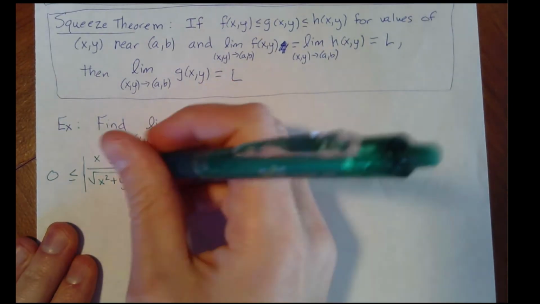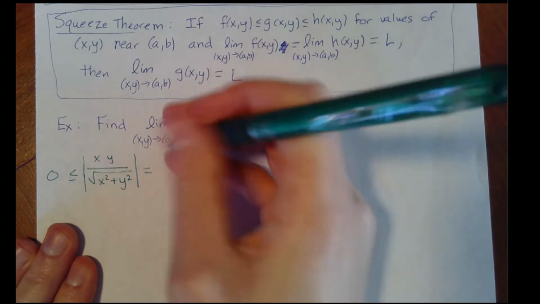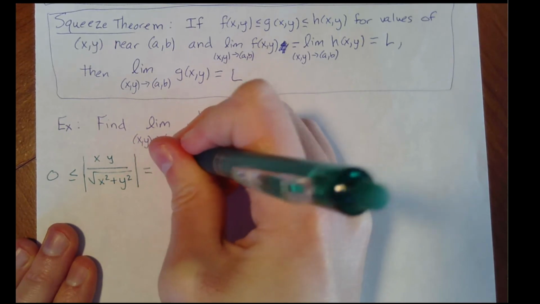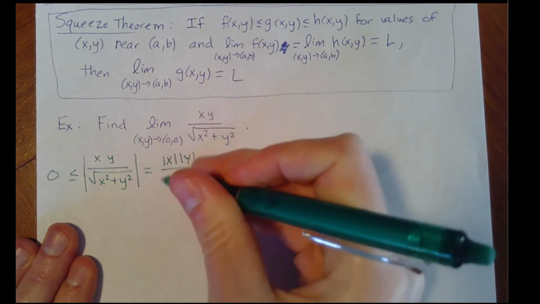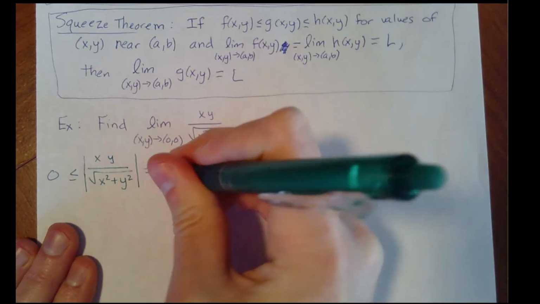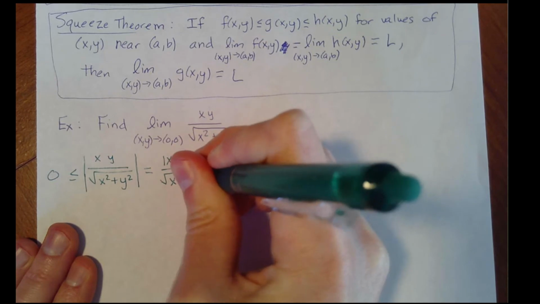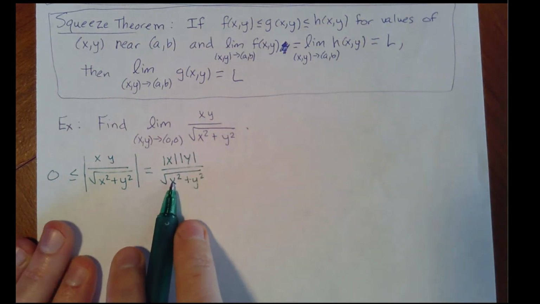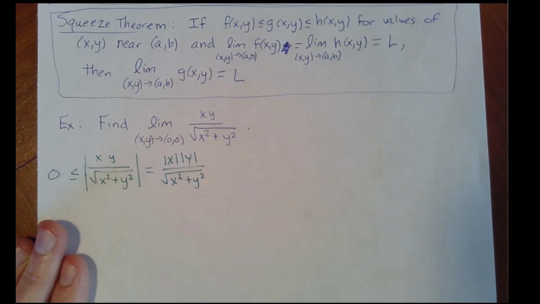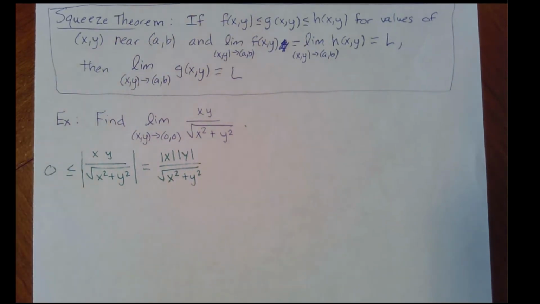If I take the absolute value here, then I can split this up. I can write this as the absolute value of x times the absolute value of y over the absolute value of the denominator. But I know this denominator is always positive anyway, because x squared is always positive since it's squared, and y squared is always positive, and the square root of a positive number is always positive, so I don't need the absolute value around the denominator.